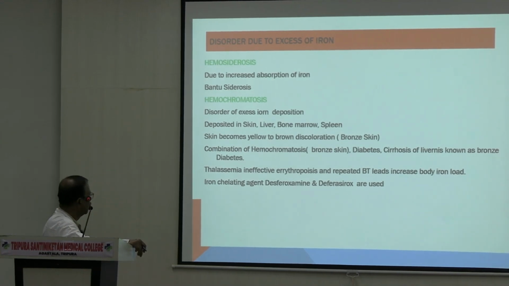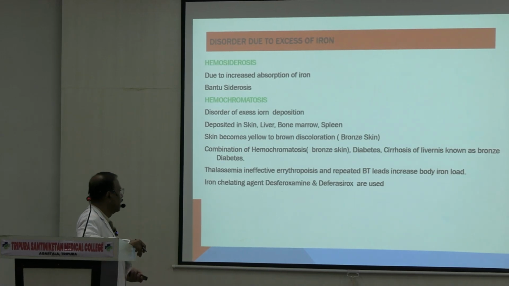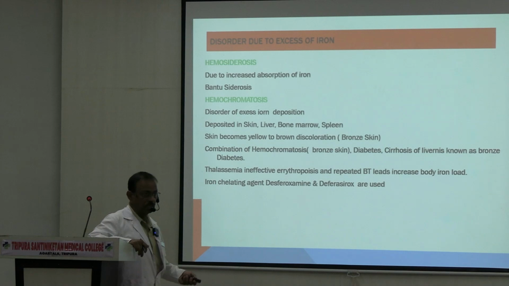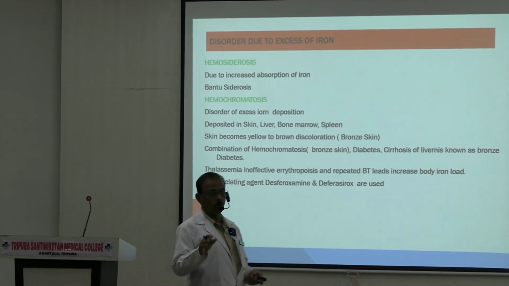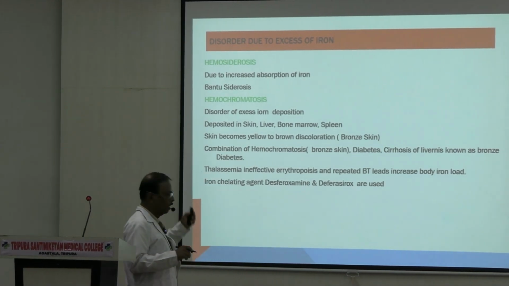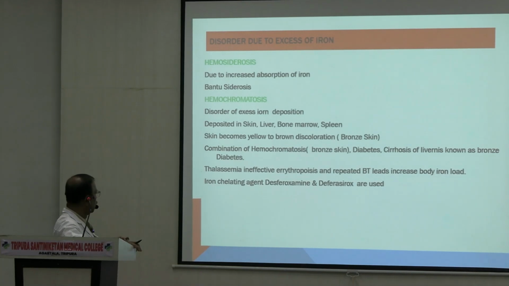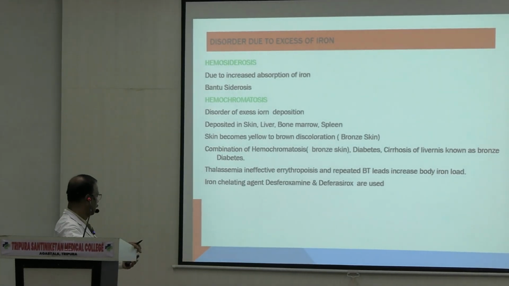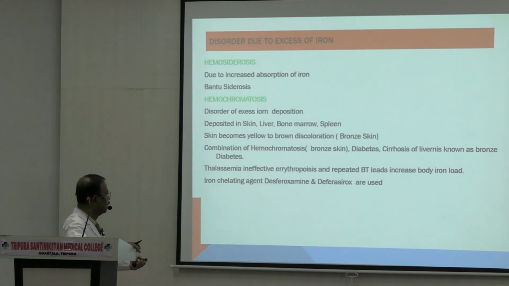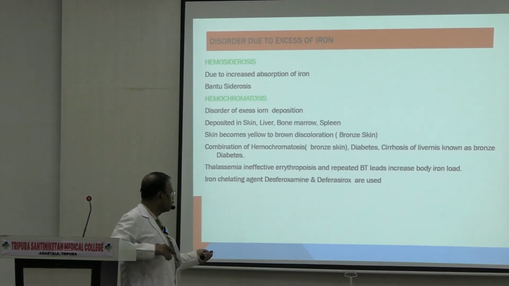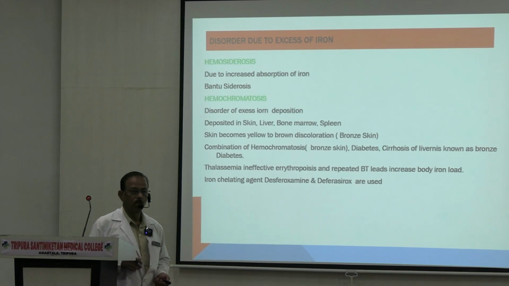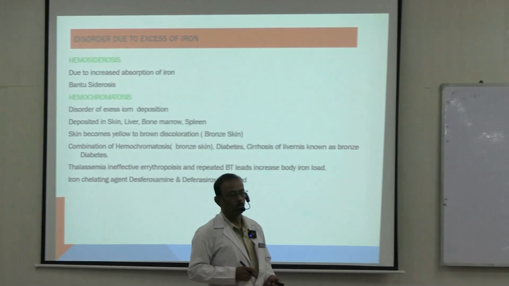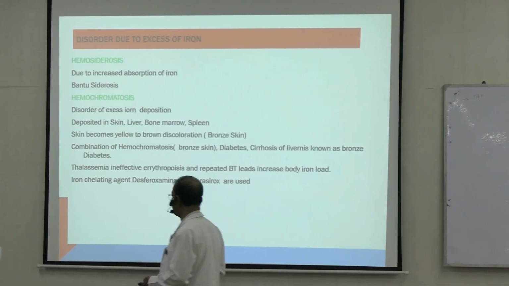In thalassemia, there is ineffective erythropoiesis and repeated blood transfusion that increases the body iron load. That also causes hemochromatosis. Iron chelating agents like desferrioxamine and deferasirox are used for chelating the iron and reducing the iron load of the body.